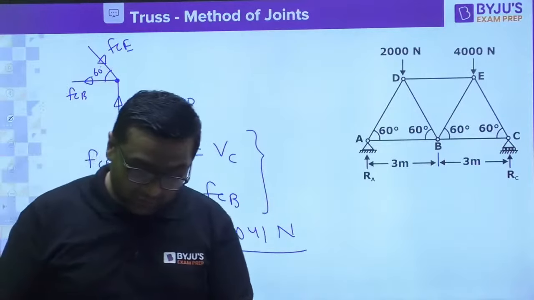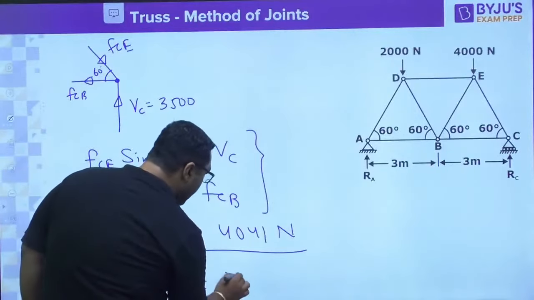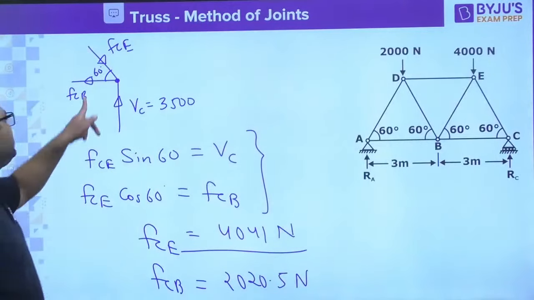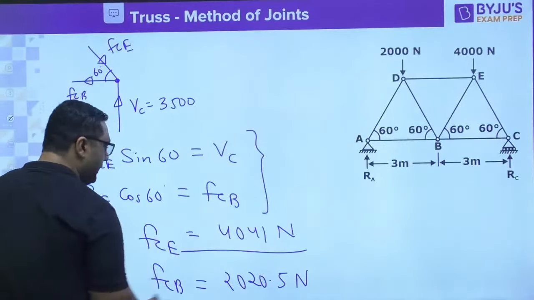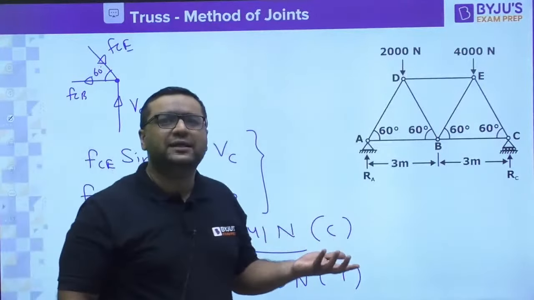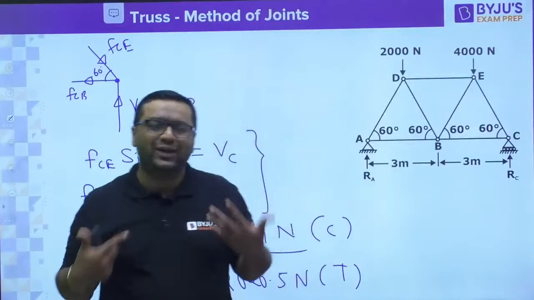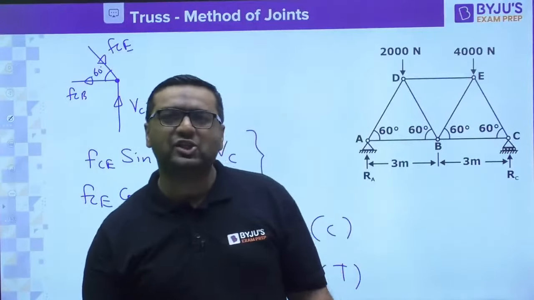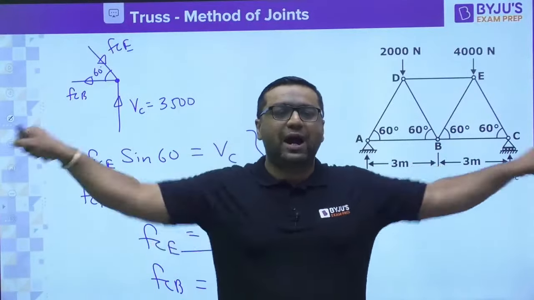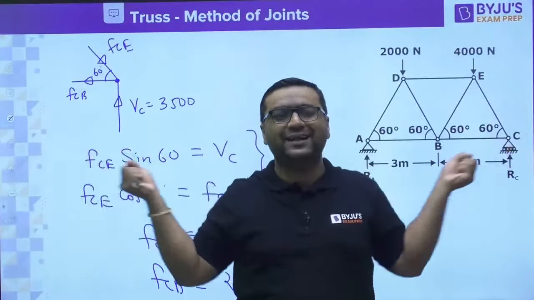Okay, and next we are going for FCB. FCB is 20.5, it is half of that. Okay guys, now you can see what the directions are. When we are talking about CE, the member is under compression and this is under tension. I found one thing, that students always have difficulty in looking at the directions. So my dear, the directions you should be very, very clear. I already told you, if the member is applying the force towards the joint, the member is under compression. If it is applying the force away from the joint, it is under tension.